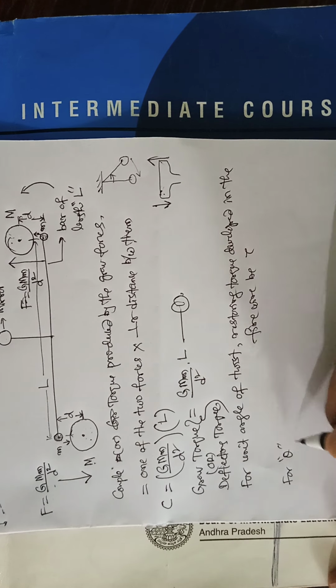Substituting the values, we determine the G value. Substituting the values, we find capital G, and the capital G was measured as 6.67 into 10 power minus 11 Newton meter square by kg square.